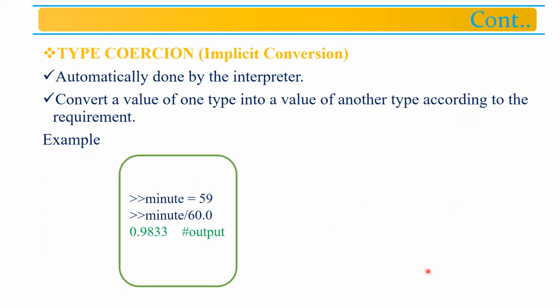The next one is type coercion. It is also called implicit conversion. That is, it is done automatically by the interpreter. It converts a value of one type into a value of another type according to the requirement. For example, minute is equal to 59, which I have initialized, and when minute is divided by 60.0, it displays the result. Here I have not mentioned whether it is a float or integer. It is done automatically by the interpreter. That is called implicit conversion.